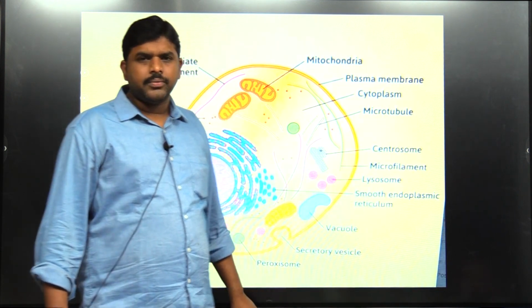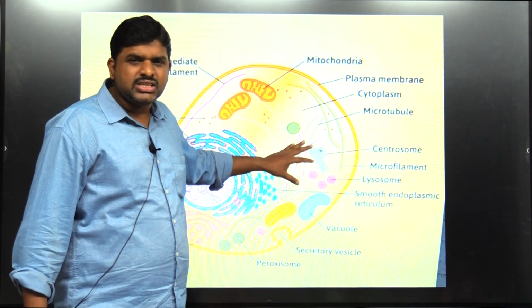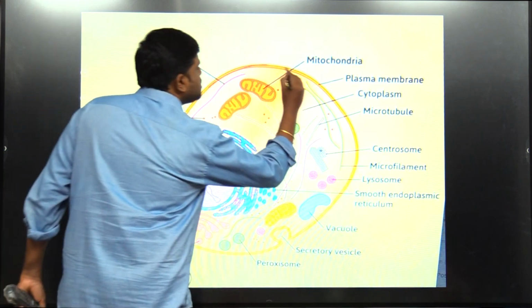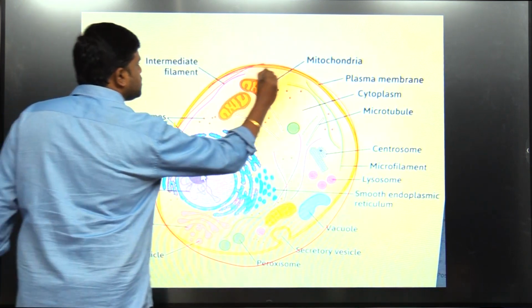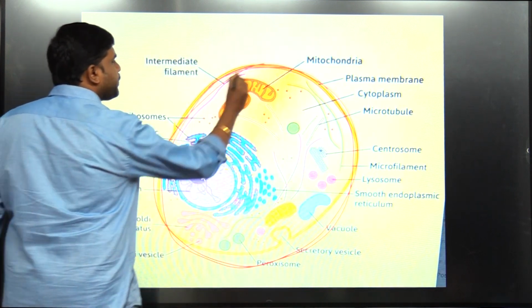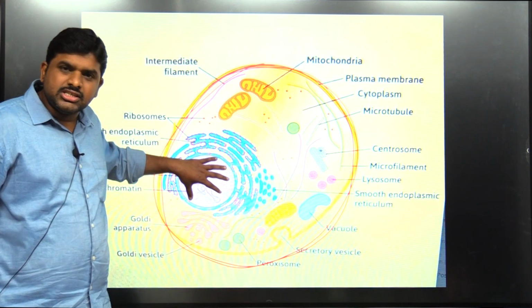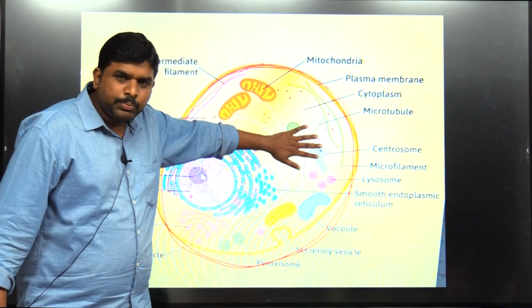So, the parts and components of the cell are enclosed within the cell membrane. This is the cell membrane. What are present inside the cell? Mainly the nucleus is present. The main part is the nucleus and the other part is the cytoplasm.